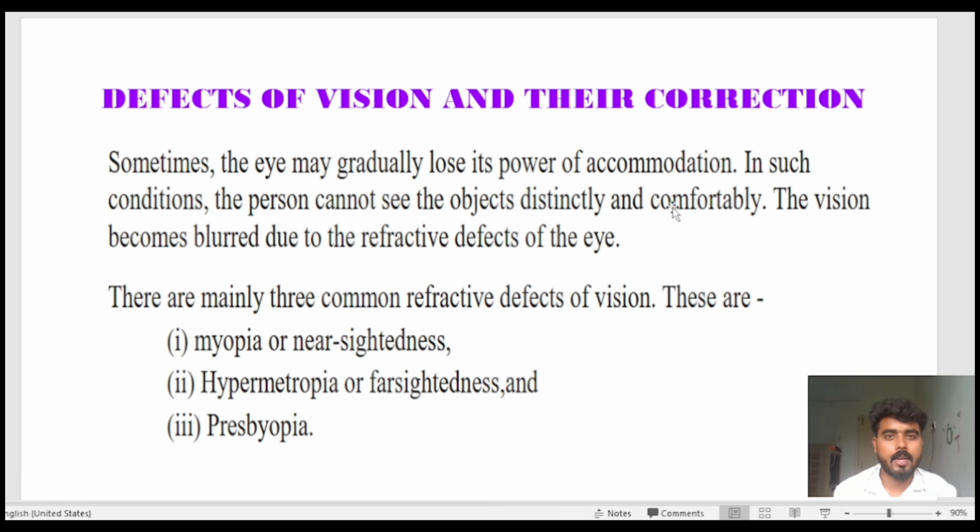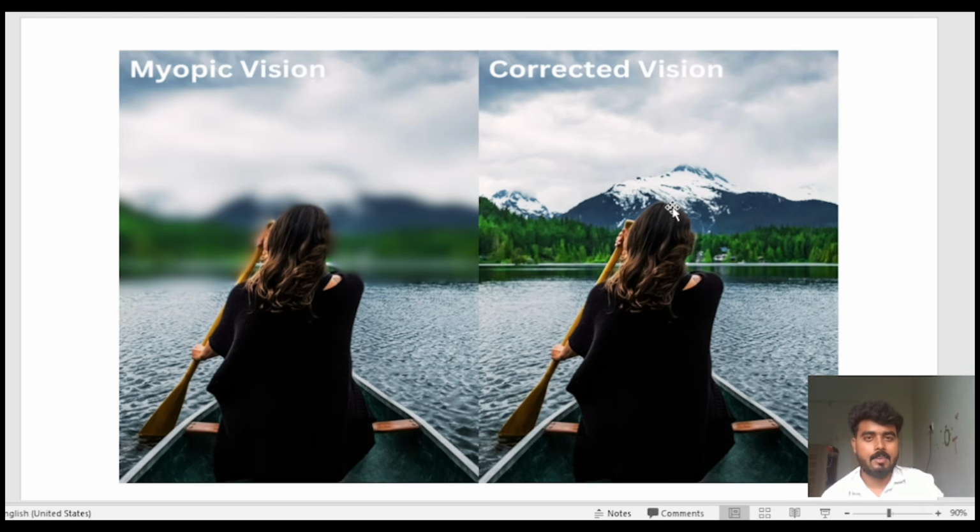The fourth one is cataract. What is the fourth one? Cataract. Now we are going to see clearly about them one by one. Here you can see a girl. This is myopic vision. It is like a blurred image. This is like a normal image. So this is myopic vision. This one is corrected vision.